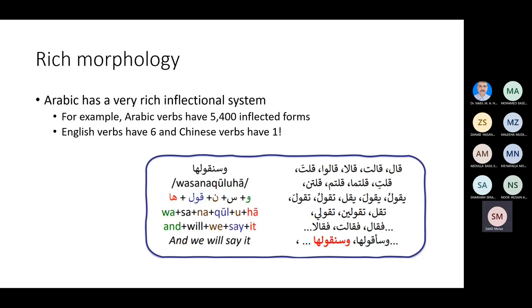And the second one is the rich morphology. In fact, a lot of people, Arab researchers especially, say Arabic has a complex morphology. It's not complex, it's rich morphology, because it's a highly inflected language. For example, in Arabic you have about 5,000 inflected forms for the verb, but in English you only have 6, and in Chinese you only have 1. So that's why we have a rich morphology in Arabic. That is another challenge.